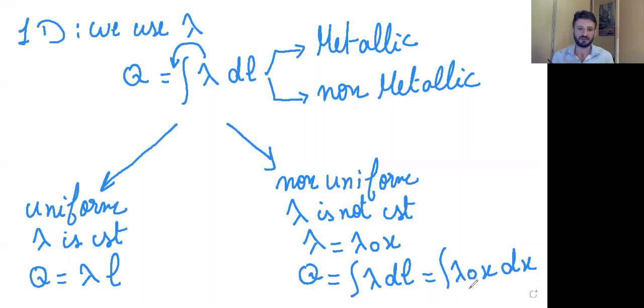Okay, let me resume here. In the case of a one-dimensional object, we use lambda in the two cases, metallic or non-metallic. But here, maybe you have a constant value of lambda, I mean uniform distribution of charge, or a non-constant value. You can write Q equals lambda L, or Q equals the integral of lambda dl.